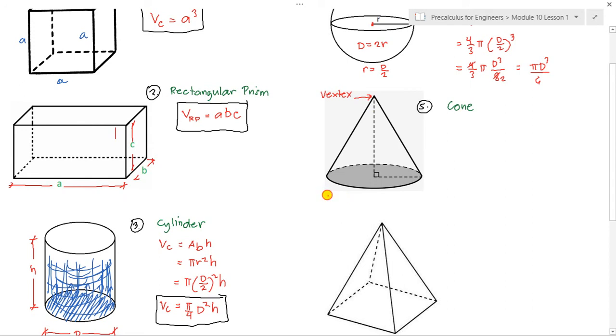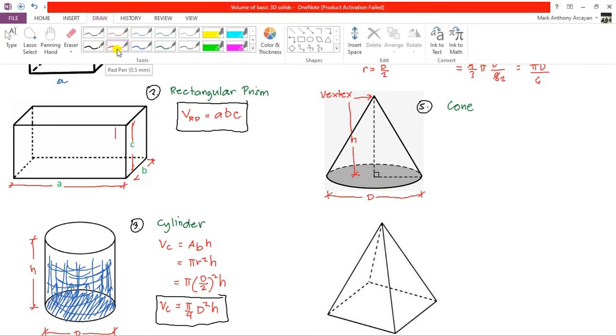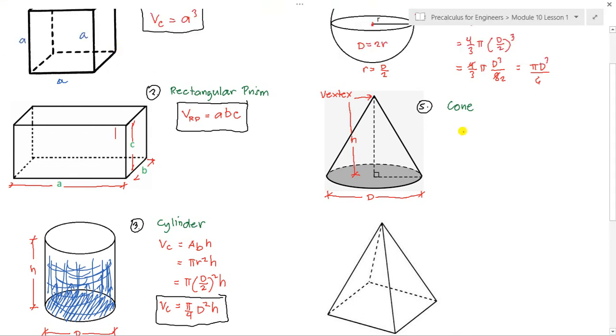And then, of course, for a cone, given the diameter or the radius, since its base is circular. And of course, given the height, wherein the height should be from the vertex towards the base, and it should be perpendicular to the base. So you are given a height and the diameter. For a cone, the prism formula, volume equals area of the base times height, does not apply. For a 3D solid that converges to a certain point called a vertex, there is a general formula, and there are many kinds, such as the cone and the pyramid.